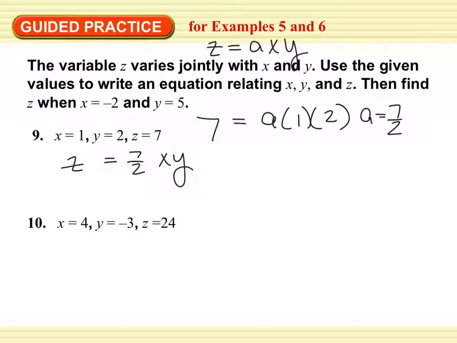Now we want to find Z when X equals -2 and Y equals 5. This right here is -1. 7 times 5 is 35, so -35 would be Z.